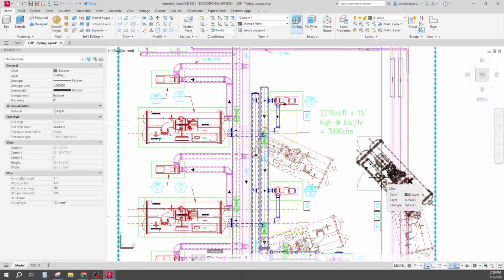We ignored lighting. There's no lighting at all. We ignored most of the small electrical. We only did the 480 volt.